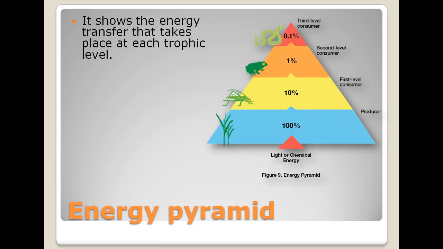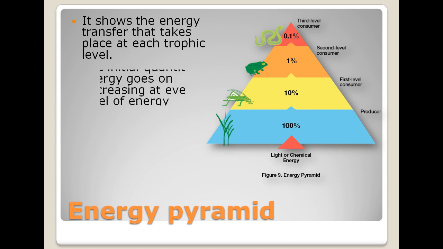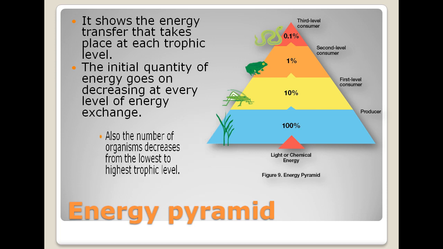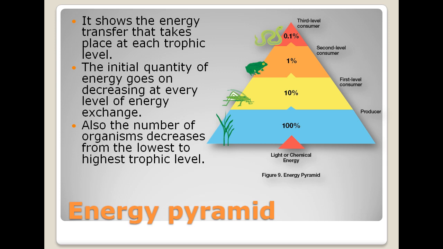It shows the energy transfer that takes place at each trophic level. The initial quantity of energy goes on decreasing at every level of energy exchange. Also, the number of organisms decreases from the lowest to the highest trophic level.